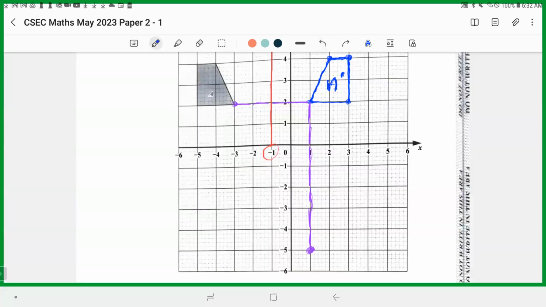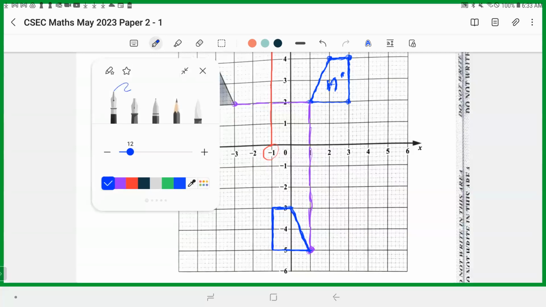Let's do it in blue. So this side is 2 units this way. We have this vertical side 2 units up here. Then this side at the top, 1 unit. And then we have this slant side. So that blue trapezium is the result of our translation.